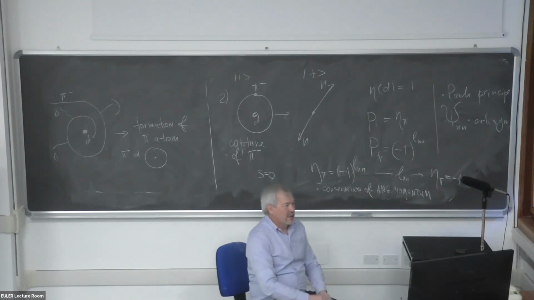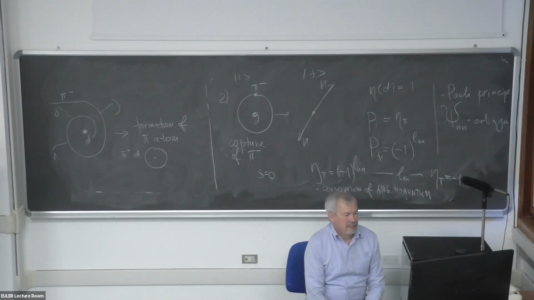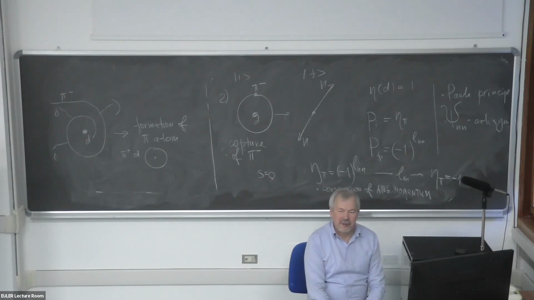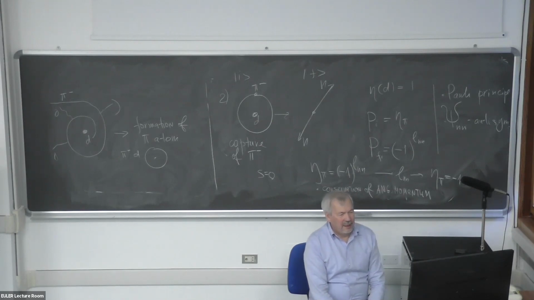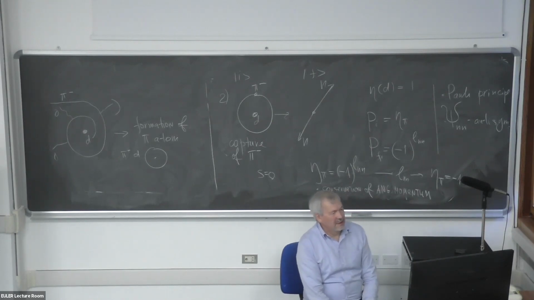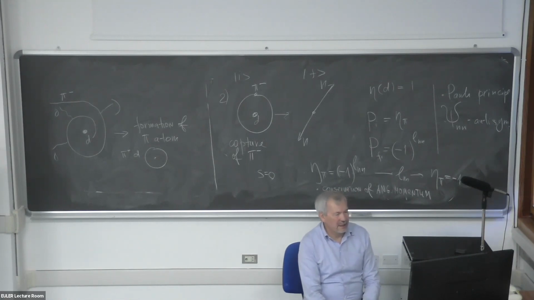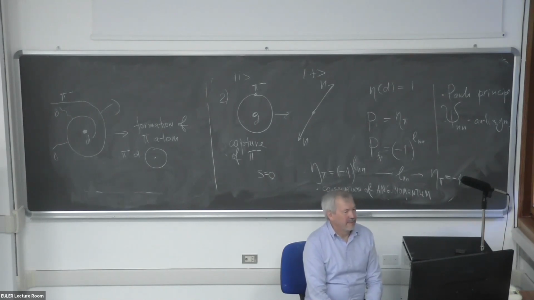So next lecture we will discuss parity violation. And then start to discuss CP symmetry and CP violation, and two last lectures will be devoted to continuous symmetries, lepton and baryon number, and in the last lecture I will discuss neutrino oscillations. So this is the plan for the rest of the course.